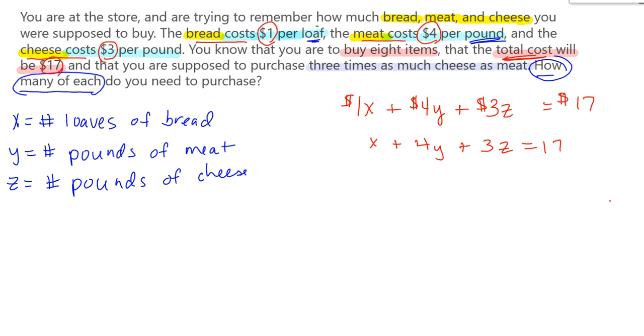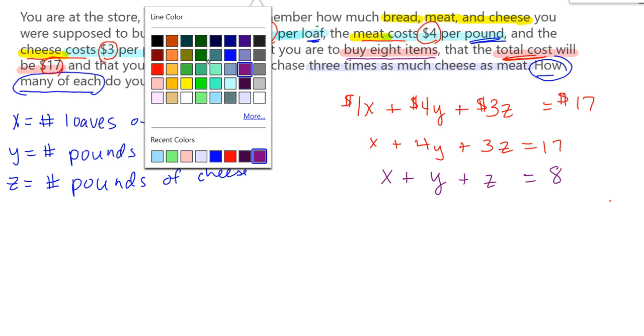This one right here, it says buy 8 items. So I know there's an 8, obviously, and it says you're to buy 8 items. That to me says a total, but a total of what? We'll go back to our problems. X is the number of loaves of bread, Y meat, Z cheese. So how many ever loaves of bread plus how many ever pounds of meat plus the number of pounds of cheese. There's supposed to be 8 items altogether. 2 equations, but I've got 3 variables. So I have one more thing that I've got to translate.